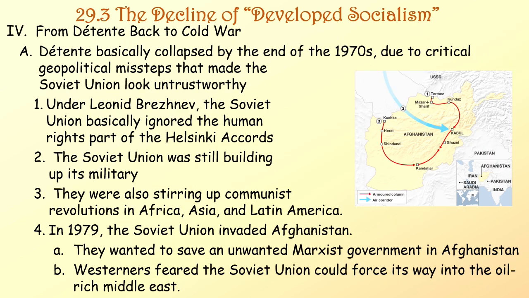From détente back to Cold War. Détente basically collapsed by the end of the 1970s due to critical geopolitical missteps that made the Soviet Union look untrustworthy. Under Leonid Brezhnev, the Soviet Union basically ignored the human rights part of the Helsinki Accords. And the Soviet Union was still building up its military. And they were also stirring up communist revolutions in Africa, Asia, and Latin America.